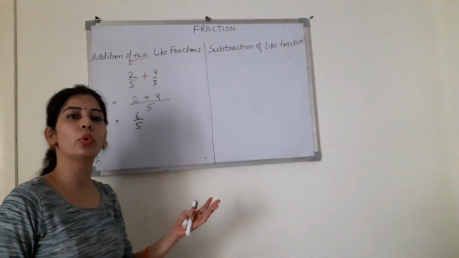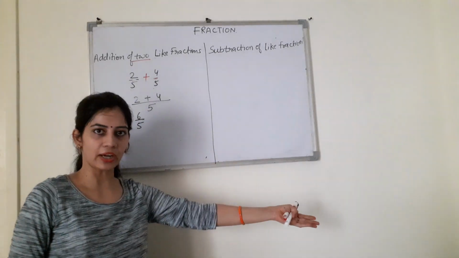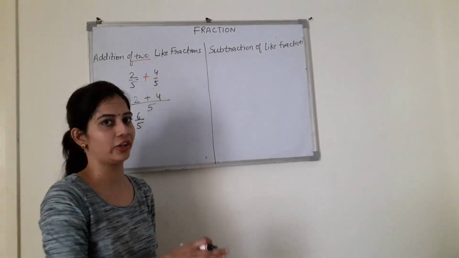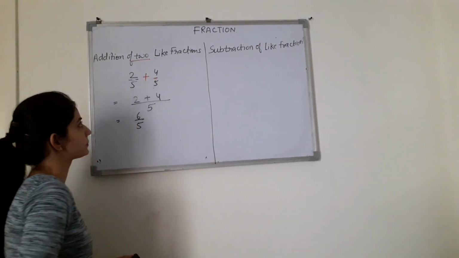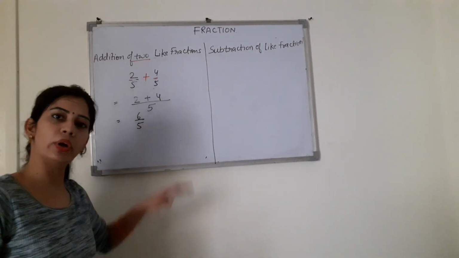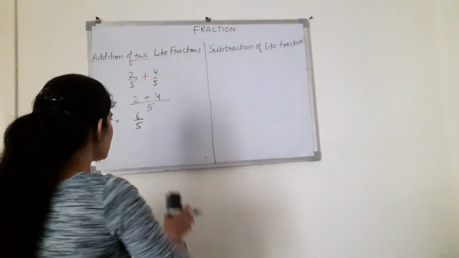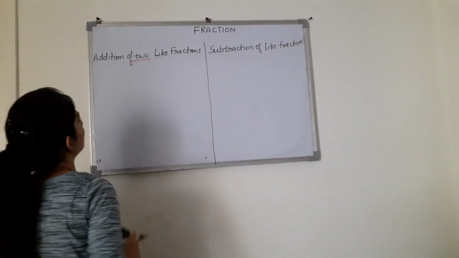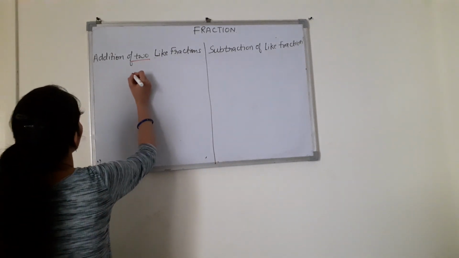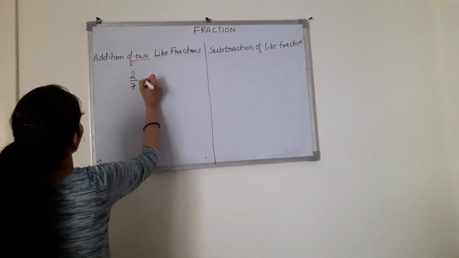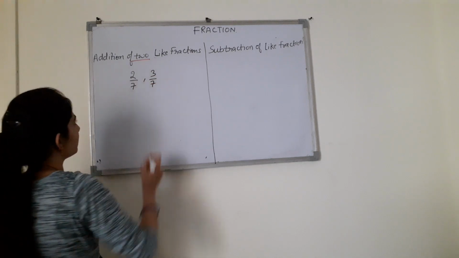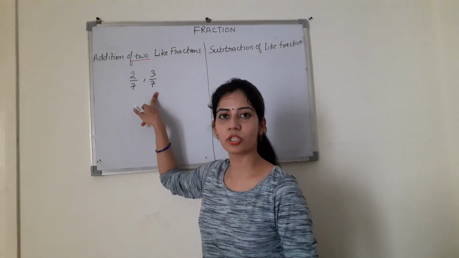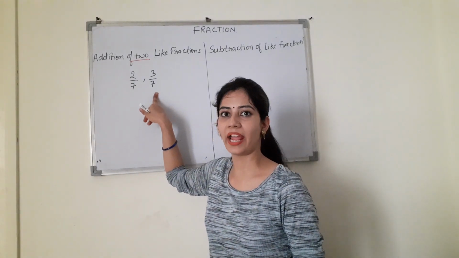So it is very simple to add or subtract two like fractions. We will do the same in the case of subtraction, but first we will do some more sums of addition of like fractions, right? So let us take one more example of addition of like fractions. The example can be 2 by 7 and 3 by 7, right? As they have the same denominator values, it means they are like fractions.